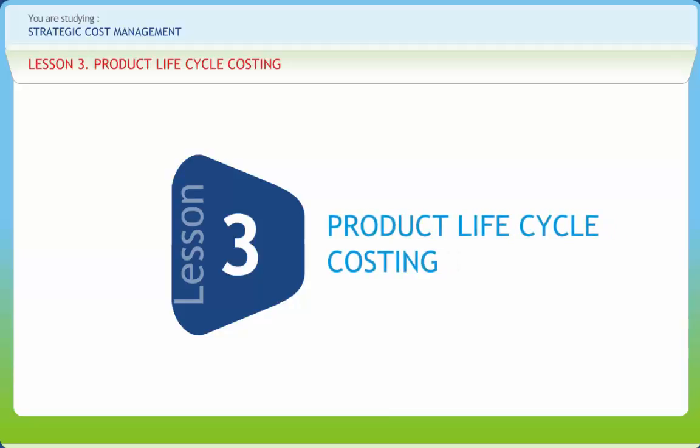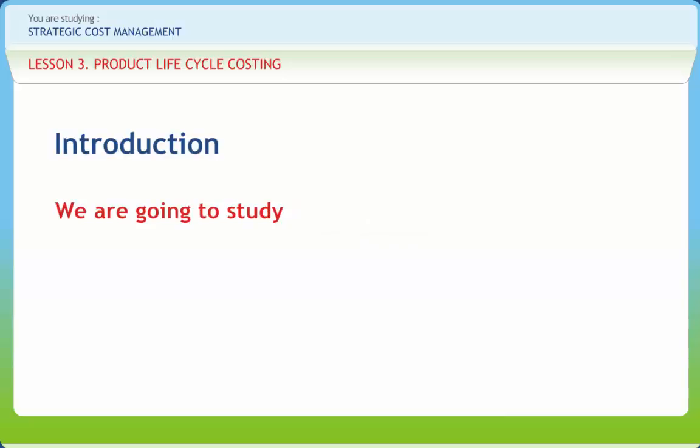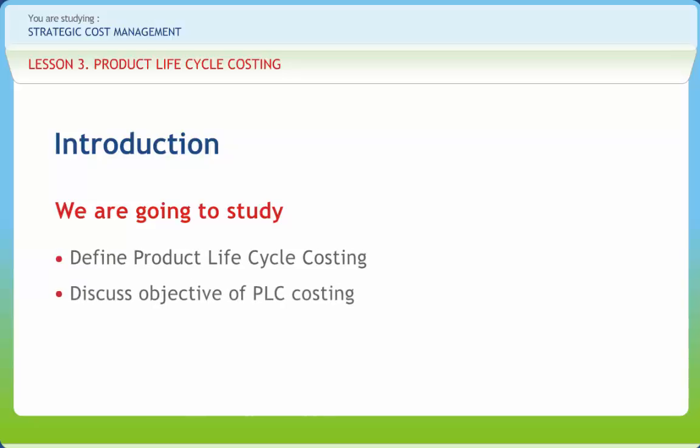Product life cycle costing. We all know that life cycle management is an approach supporting sustainable development and the most efficient possible use of resources. In this lesson, we will define product life cycle costing, discuss the objective of PLC costing, and analyze the approach of PLC costing.